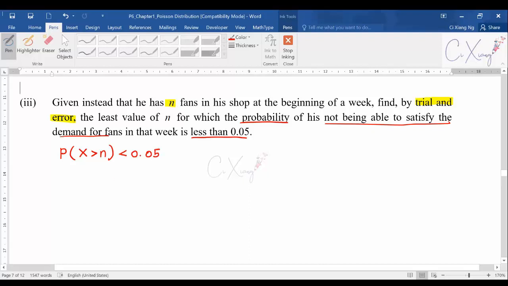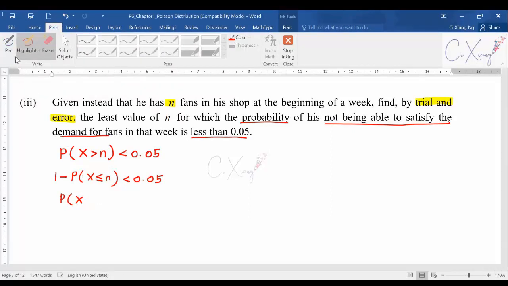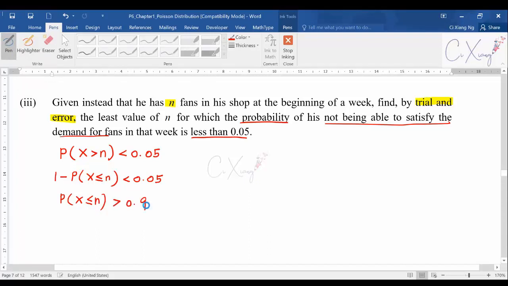Okay, so now from here, how can you continue to get the value for N? For the Poisson distribution, I think I told you already, this one cannot be solved directly, right? You have to take 1 minus, so it will be 1 minus P(X ≤ n), which is smaller than 0.05. And then if you move everything to the other side, you'll get something like this: P(X ≤ n) will become greater than 0.95.